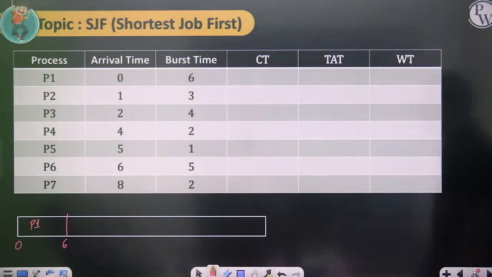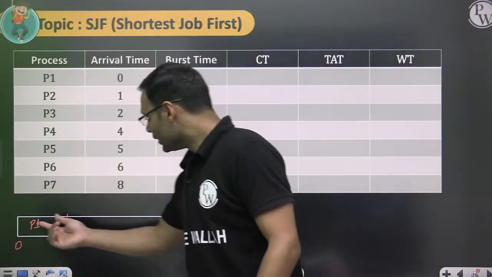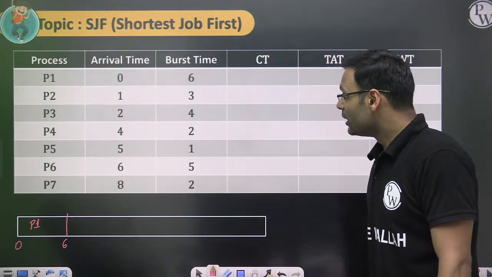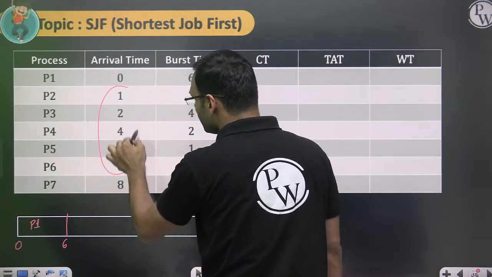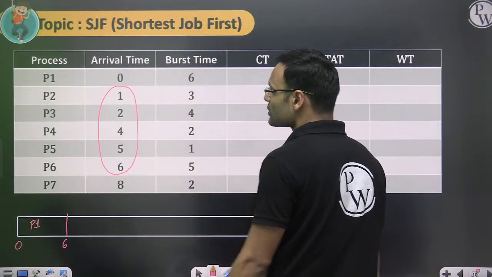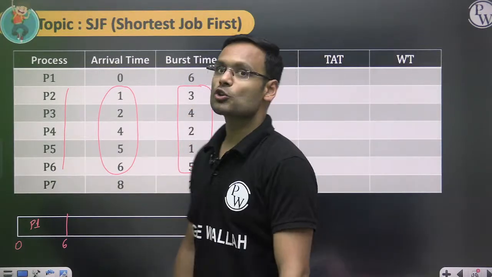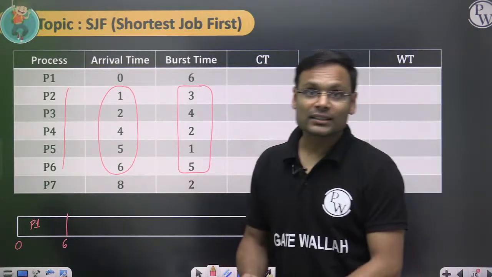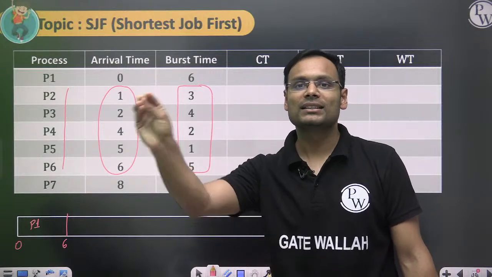Why 6 time units completely, sir? Just because it's a non-preemptive algorithm. When non-preemptive, when a process is given to run, it will completely run. Now P1 will run up to 6 time units. Till 6, all these processes will arrive. Among these processes, now I do have a choice. The choice is, one process you can select, which is having minimum burst time.